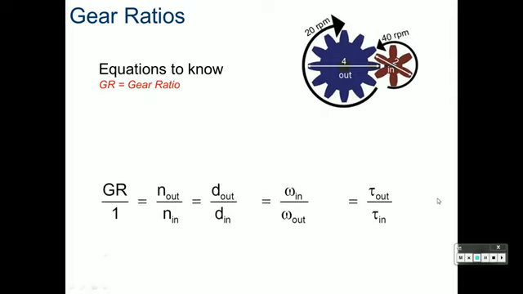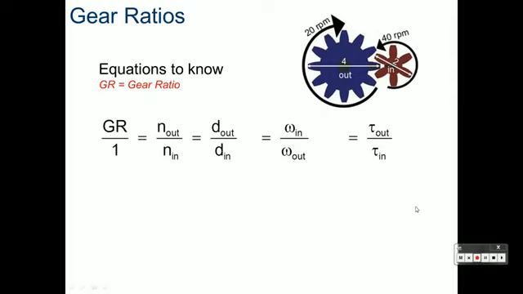Some equations to know for gear ratios, and these equations are ones you want to have easy access to at any point in time. This is a good point to pause and write all of these down, as well as write what their definitions are, what they stand for. Gear ratios we always write as over 1.